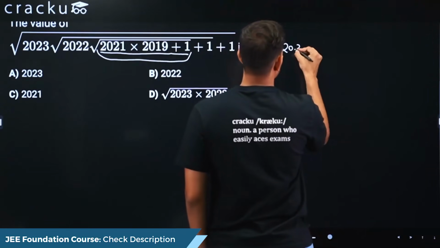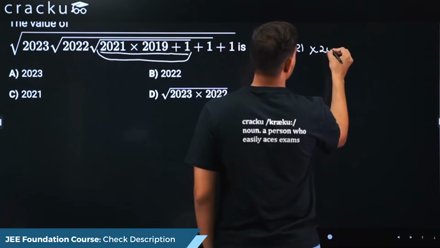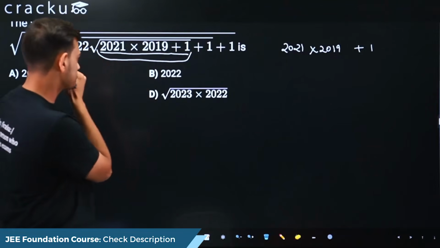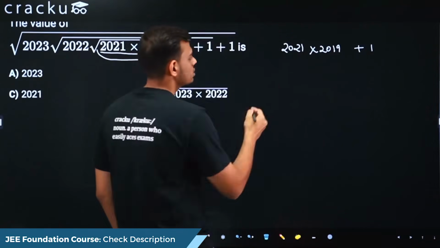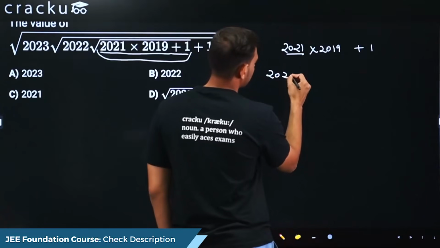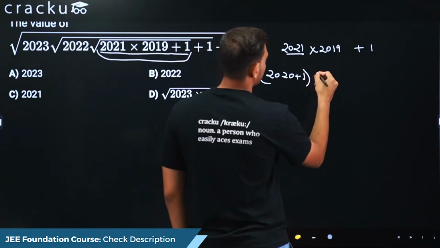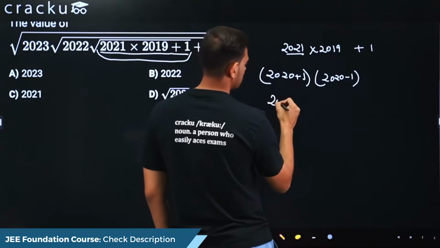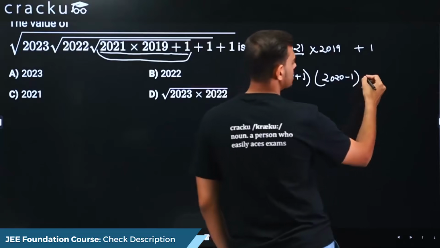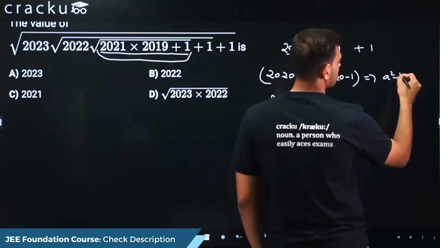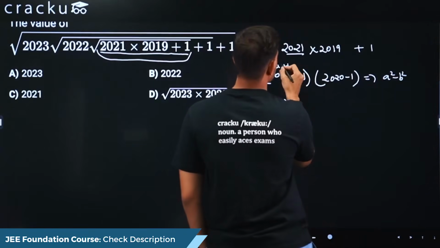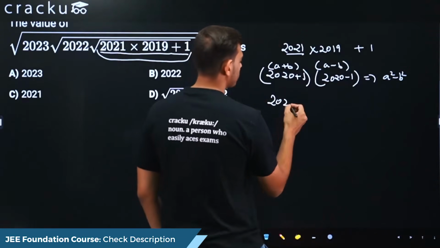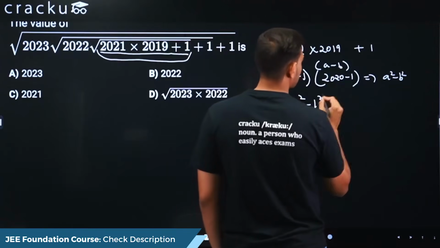It is 2021 multiplied by 2019 plus 1. Okay, so there is some pattern here. What is it? This could be written as 2020 plus 1, and this could be written as 2020 minus 1. This gives me a plus b into a minus b is a square minus b square. So this will give me 2020 square minus 1 square plus 1.